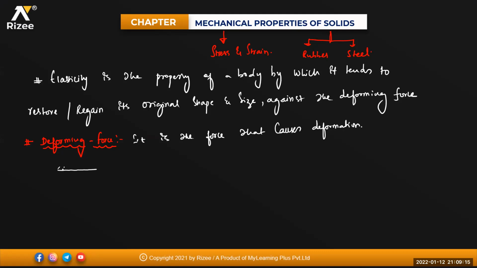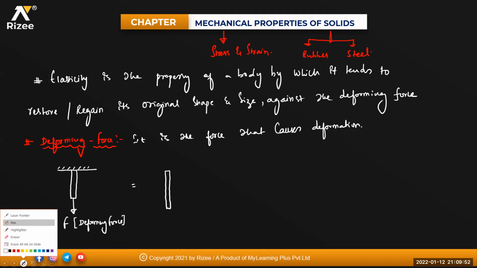For example, there is some body here right now. On this, you are applying a force, capital F. This F is known as the deforming force. Why? On this wire, when you apply the force, the body may either elongate or be compressed, depending upon the direction. When you apply a force in this direction, and one more force in the opposite direction, this body undergoes what?